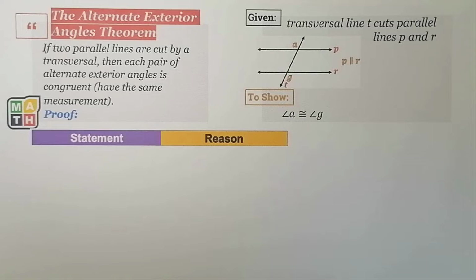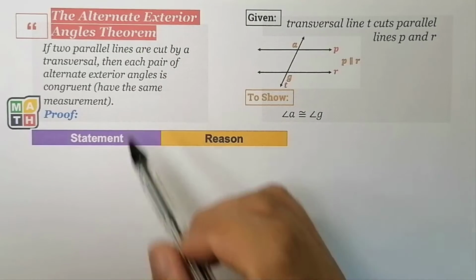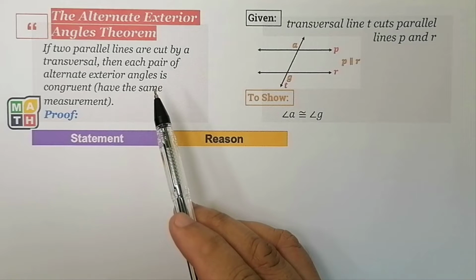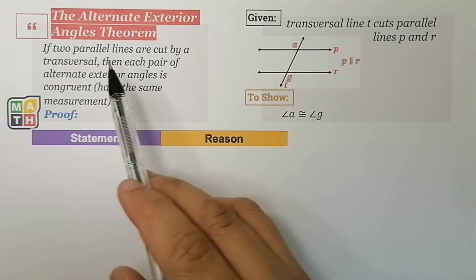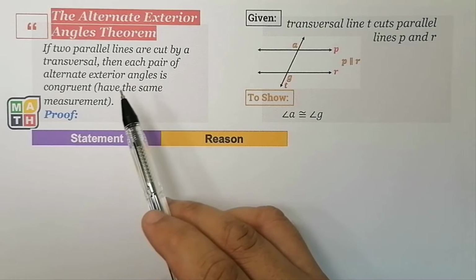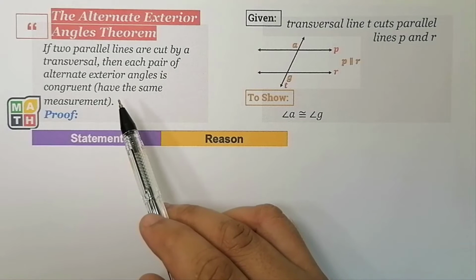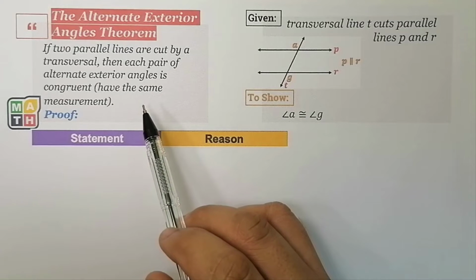Hello, we are going to prove the alternate exterior angles theorem for this video. This theorem states that if two parallel lines are cut by a transversal, then each pair of alternate exterior angles is congruent or have the same measurement.